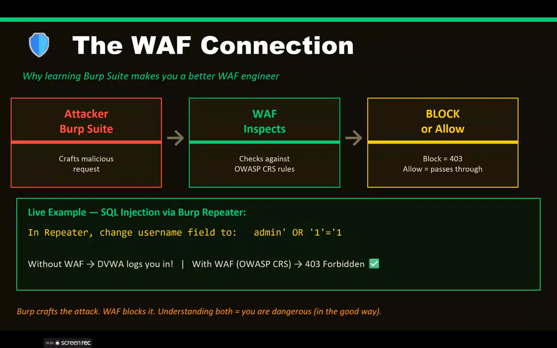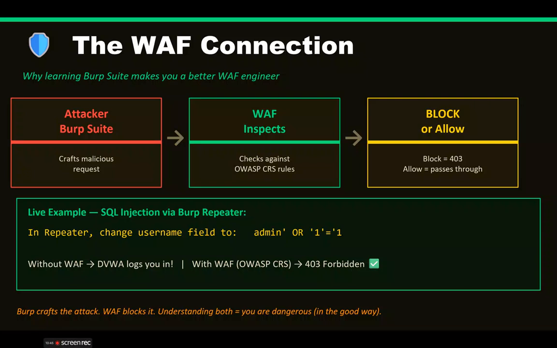Here's why this matters if you're on the defensive side. Picture the chain. An attacker uses Burp to craft a malicious request. A web application firewall inspects it against rule sets like the OWASP core rule set, and then either blocks it or lets it through. Quick example.